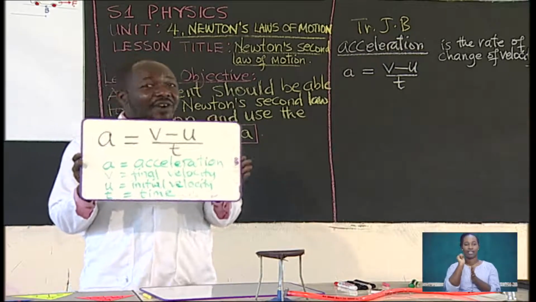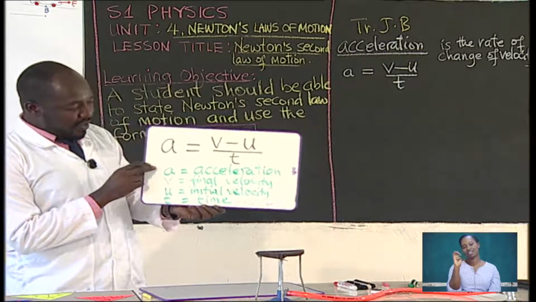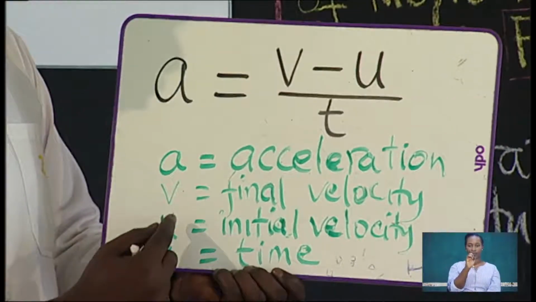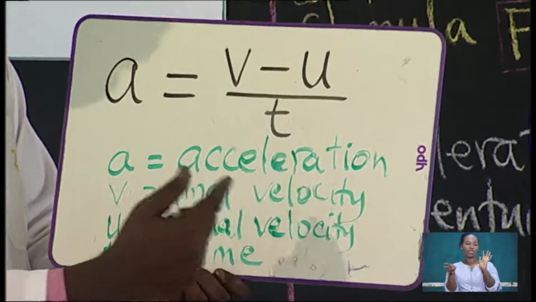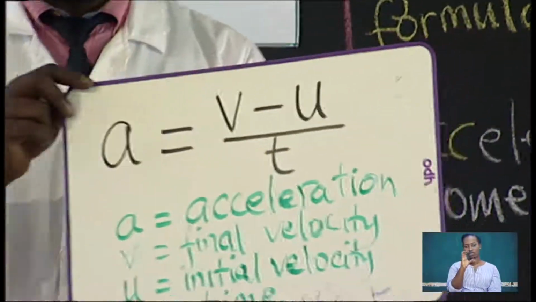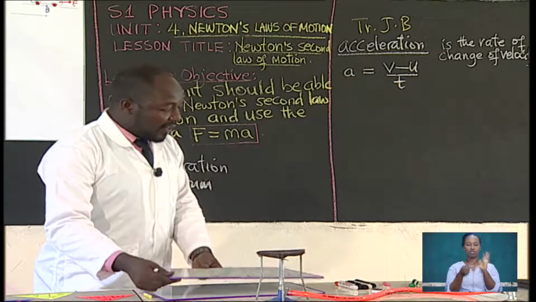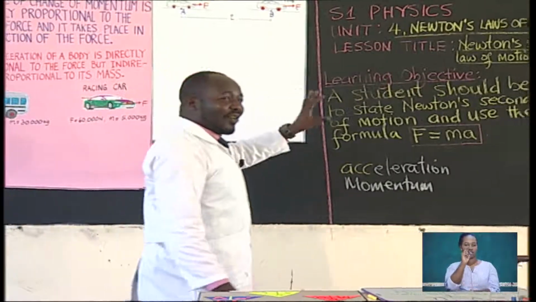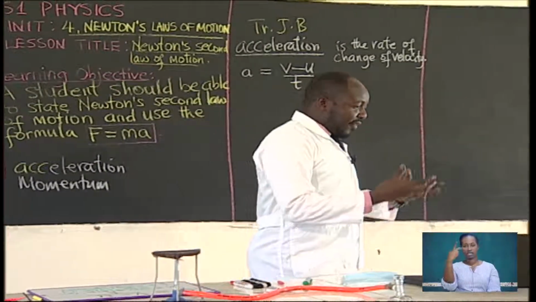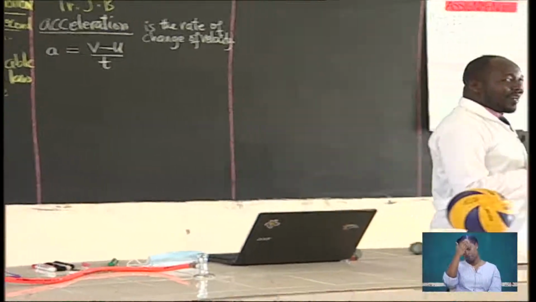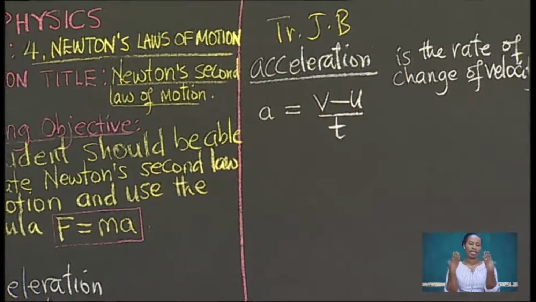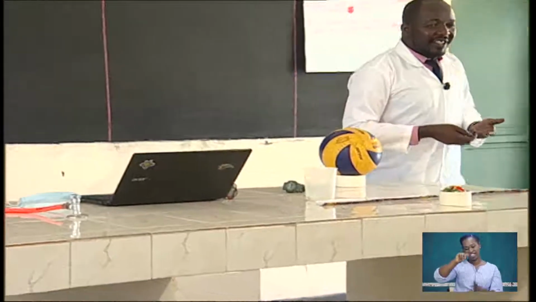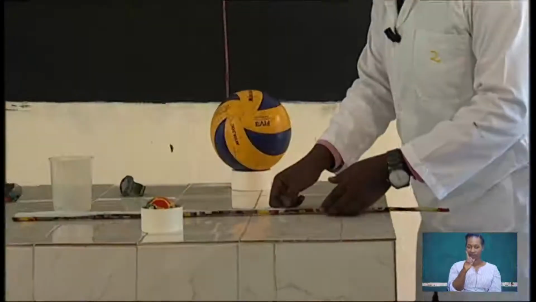And a is standing for acceleration. Just read along with me. v is standing for final velocity, u is standing for initial velocity, and t is standing for time. That is quite easy. We need to remember that formula because we are going to use it to understand Newton's second law of motion. Now, if you had forgotten, I'm going to have one demonstration here that I want you to see very well, which is going to help us to remember initial velocity, final velocity, and acceleration.